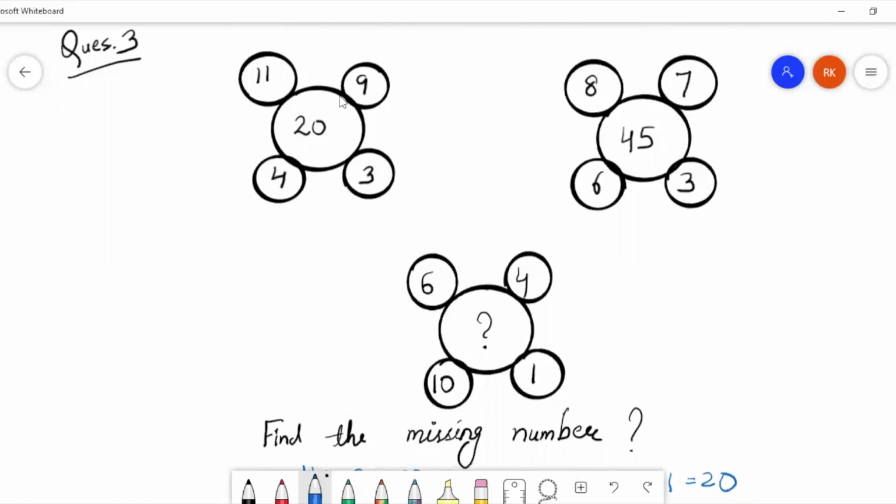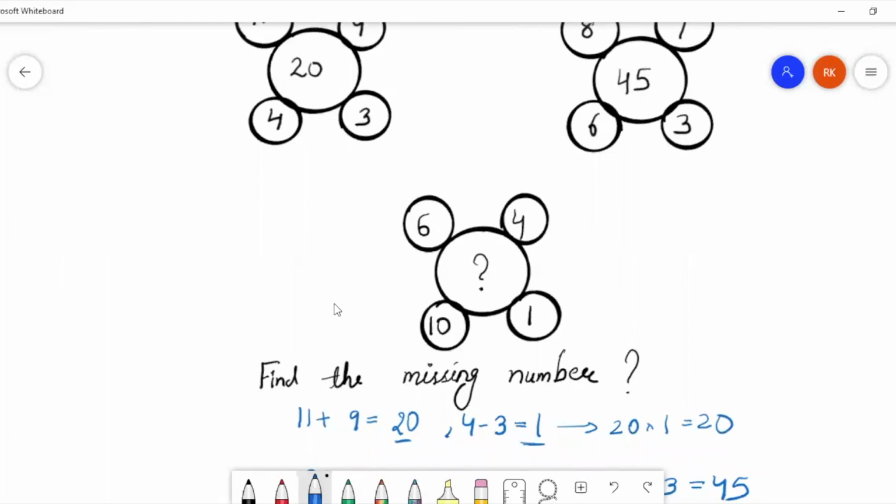Okay, 11 plus 9 is 20, and 4 minus 3 is 1. So now 20, if we multiply with 1, we will get 20. So what I'm telling is 11 plus 9 is 20, 4 minus 3 is 1, and 20 multiplied with 1 is 20. Okay, let's see if it is working for others.